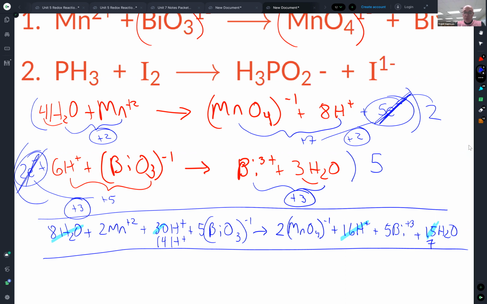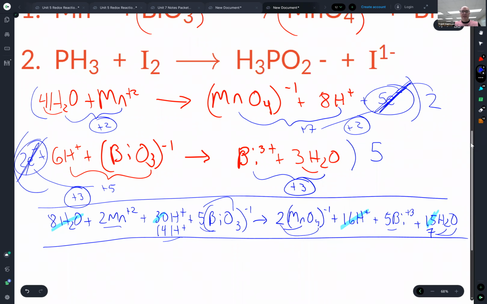I could rewrite this entire thing and it would be balanced, or just crossing it out as we've done here is okay. Proving that everything is balanced, if I need to, I have 2 manganese, 2 manganese. I have 14 hydrogens. 7 times 2 is 14 hydrogens. I have 5 bismuth. I have 5 bismuth. I have 15 oxygens. Well, I have 7 here, and I have 2 times 4, which is 8. It is all balanced. This is my first redox reaction balanced.